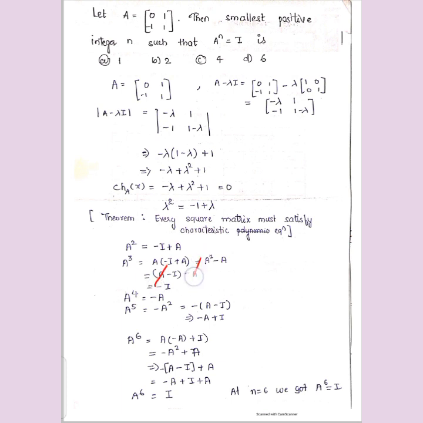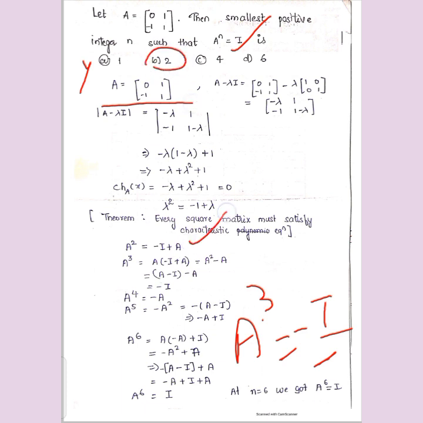Now A and minus A will get cancelled, the remaining term will be minus I. So here we got the value of A cube, that is minus I. Here the n value is 3, but we got the negative of the identity matrix. But what we want is the identity matrix. So option A is also wrong, because for A raised to 1 we are getting a matrix which is not equal to identity. For n equal to 2 we got minus I plus A.